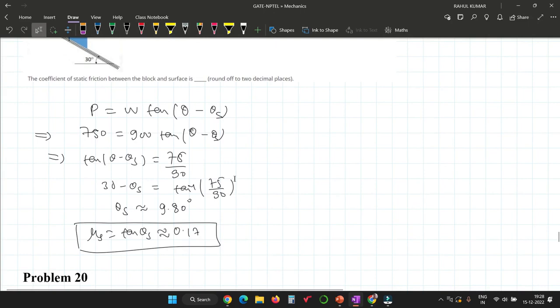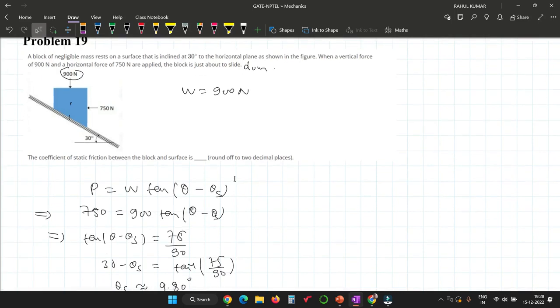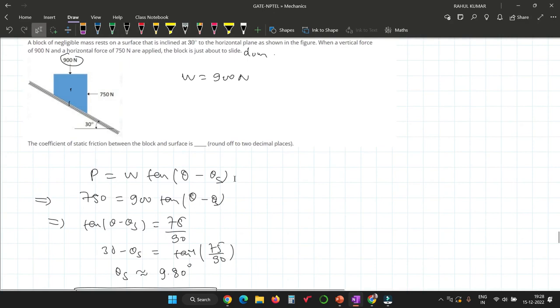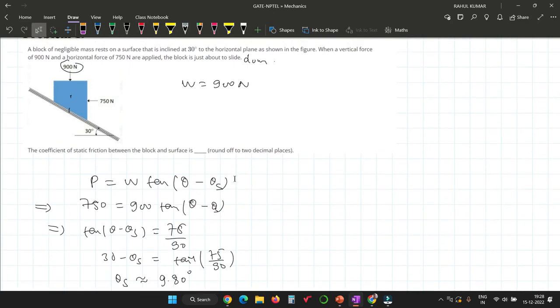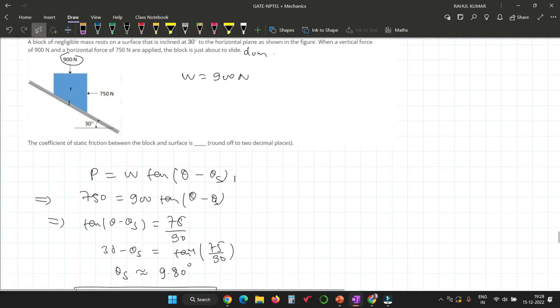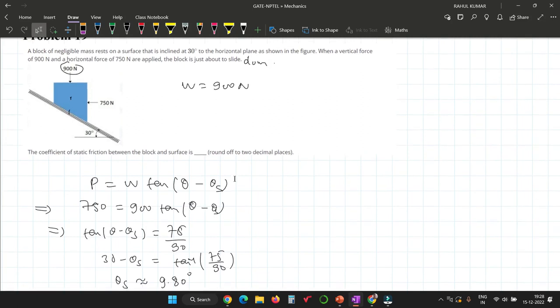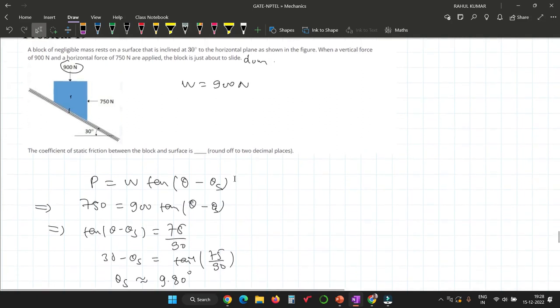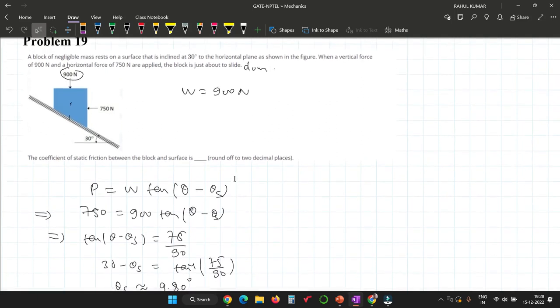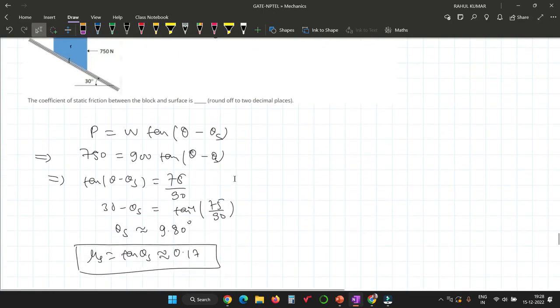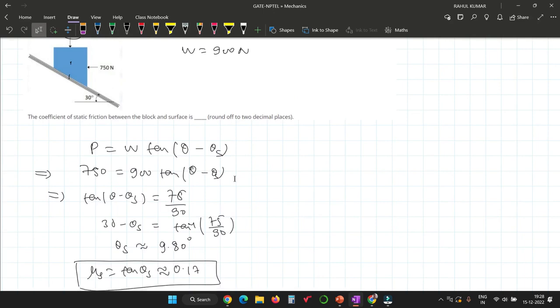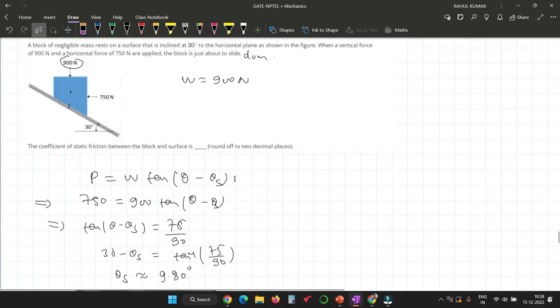Sir, in the question they are saying that the block is just about to slide down, so that's the impending motion, right? And for impending motion, we can write that tan theta s is equal to mu s. Then why can't we use that here? Yeah, we can do that also.